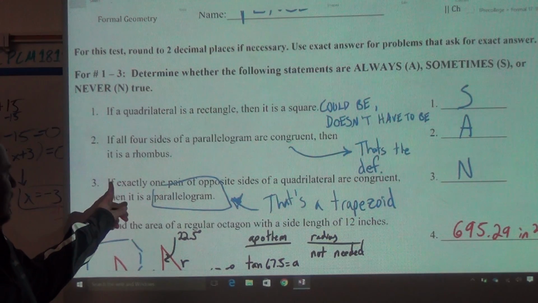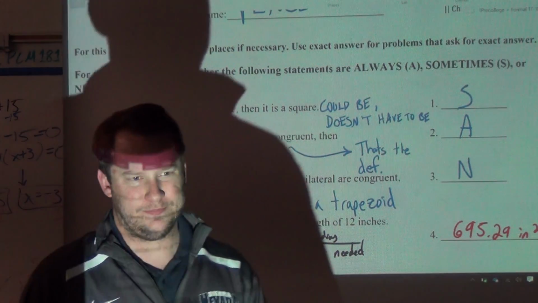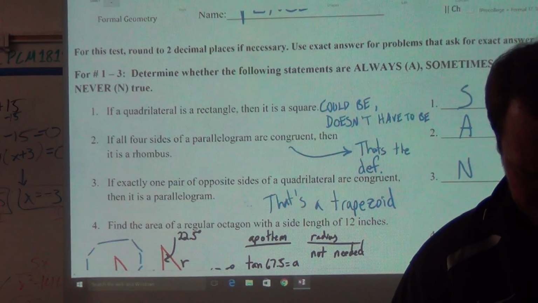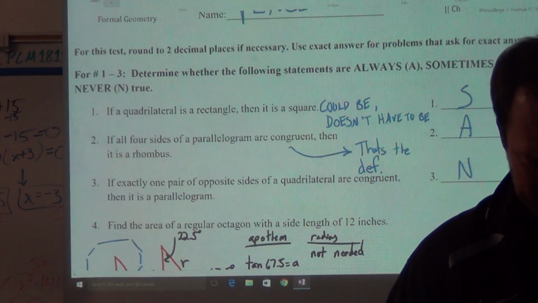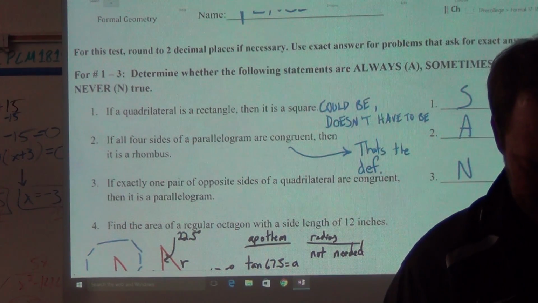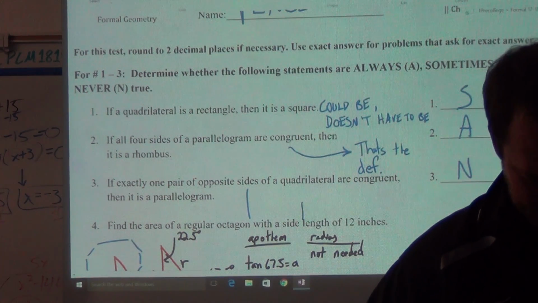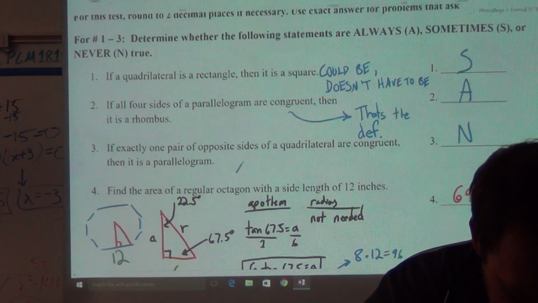And then number 3, if exactly one pair of opposite sides of a quadrilateral are congruent, then it's a parallelogram. It's not actually true. It doesn't have to be a trapezoid, but this isn't enough information to tell us if we have exactly one pair of opposite sides that are congruent. It doesn't give us enough information to tell us that this would definitely be a trapezoid. Definitely be a parallelogram. So let me see if I can draw one of those for you.